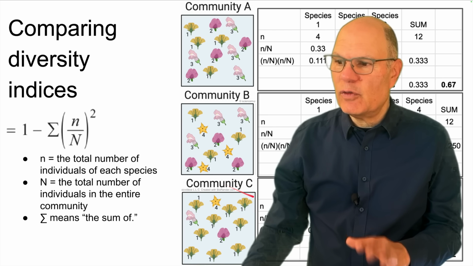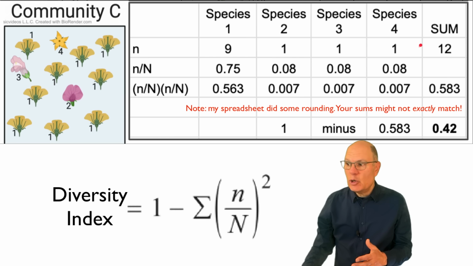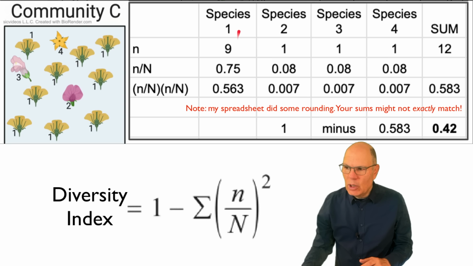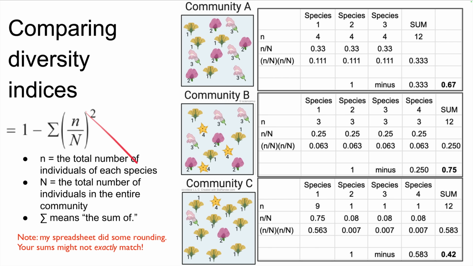Our question was about comparing the diversity of community C with community A. So let's run the numbers for community C. Like the other 2 communities, it has a total of 12 individuals, of which 9 belong to species 1. So we're going to do little n divided by big N, 9 divided by 12. We get 0.75. Then we're going to square that, and we get 0.563. So that's what this value is for species 1.